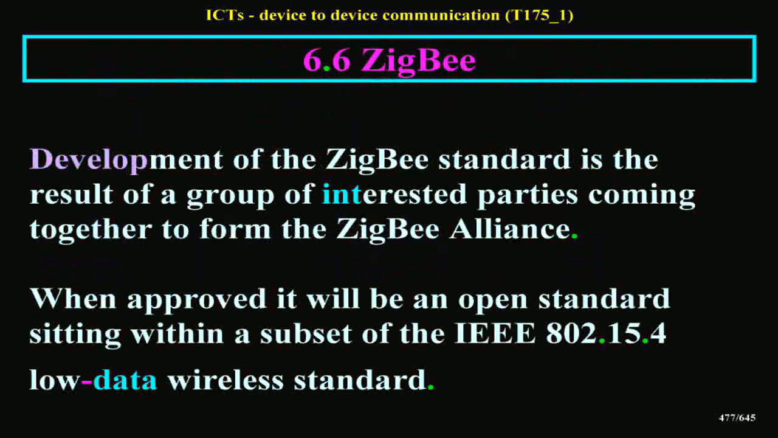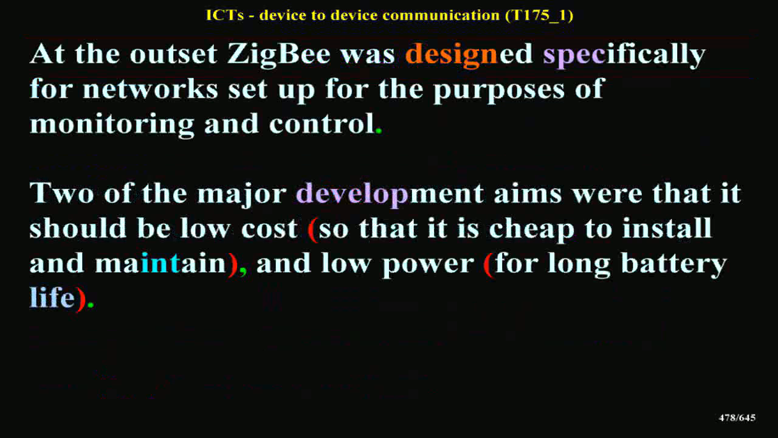6.6 Zigbee. Development of the Zigbee standard is the result of a group of interested parties coming together to form the Zigbee Alliance. When approved, it will be an open standard sitting within a subset of the IEEE 802.15 low data rate wireless standard. At the outset, Zigbee was designed specifically for network setup for the purposes of monitoring and control. Two of the major development aims were that it should be low cost so that it is cheap to install and maintain, and low power for long battery life.